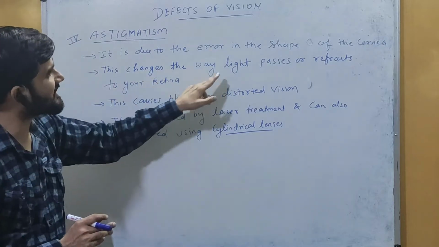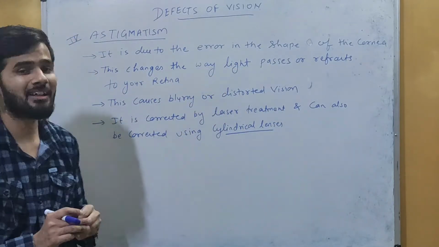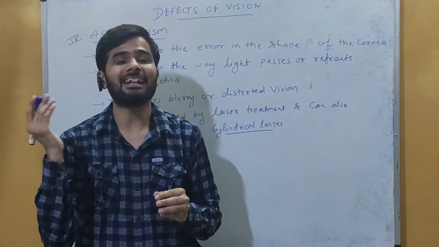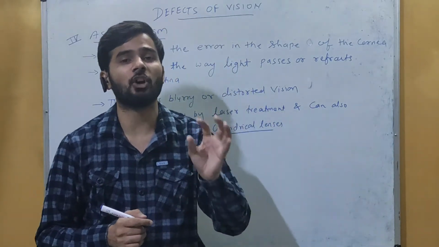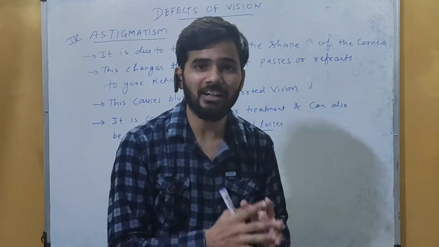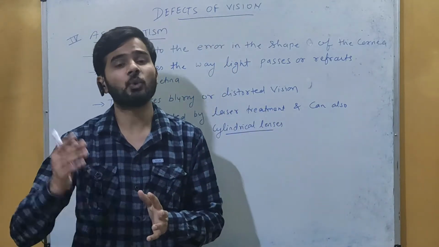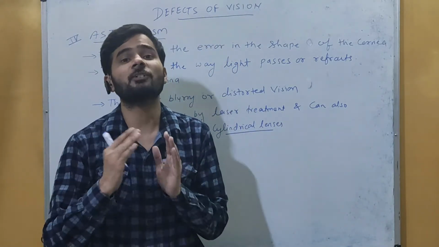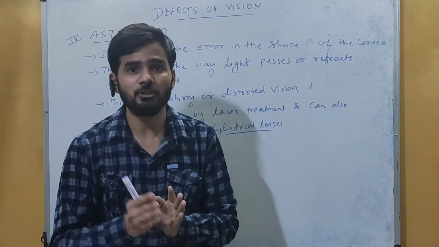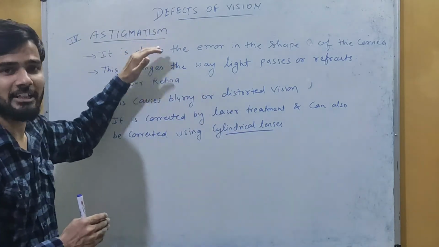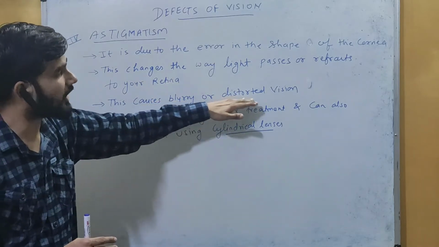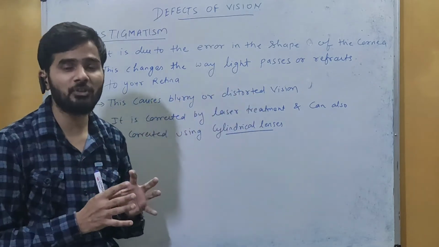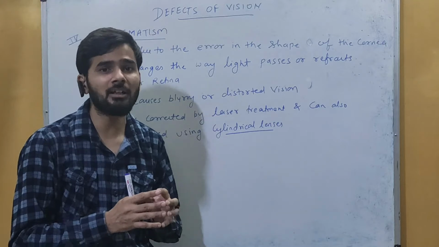So this changes the way light passes and reflects to your retina. Whenever light enters, the first refraction takes place through the cornea, and afterward the light refracts through the convex lens. So when the light passes through the cornea, it refracts in different directions. Because of that, this astigmatism defect occurs in the eye. Now this causes blurry or distorted vision. Blurred vision or distorted vision is what it gives.